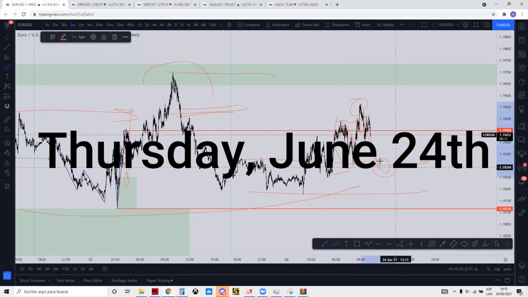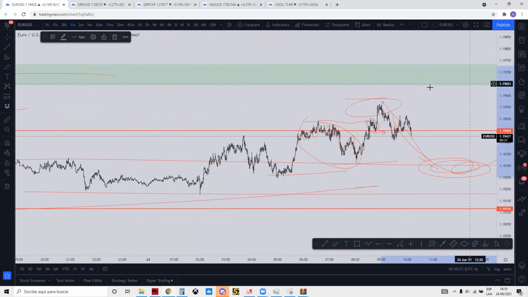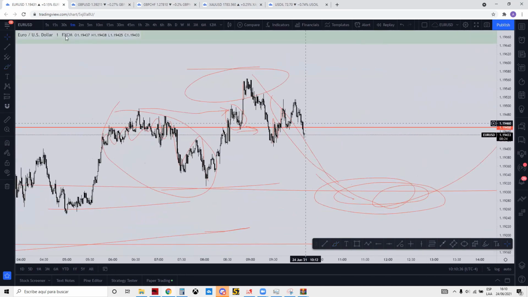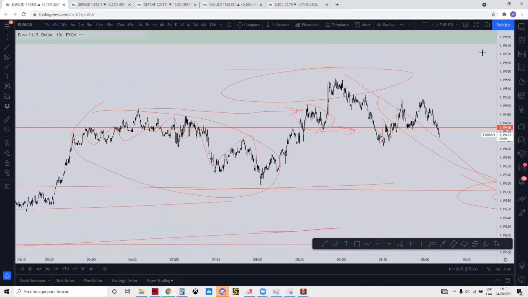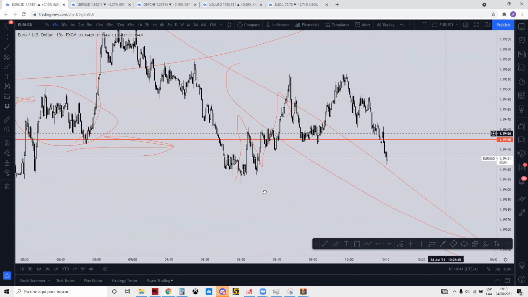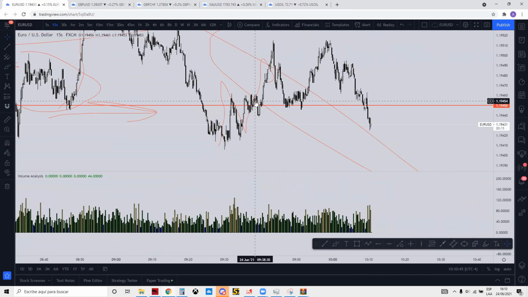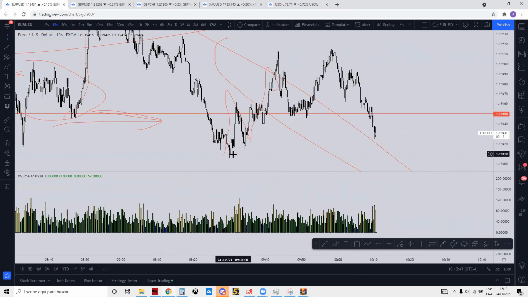Possibility of coming back down here and then from here pushing higher again. But anyways, my midterm bias for USD is going to be short. Let's take a look at this distribution here. Okay, let's see, we have a redistribution actually.